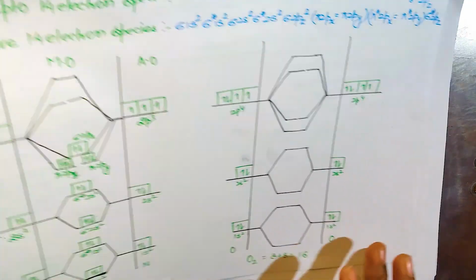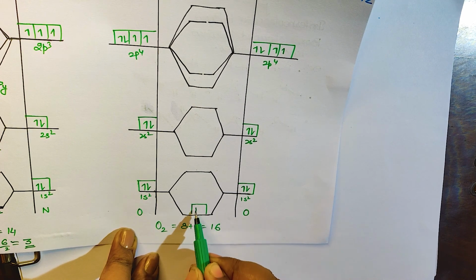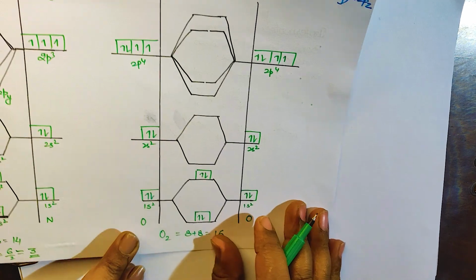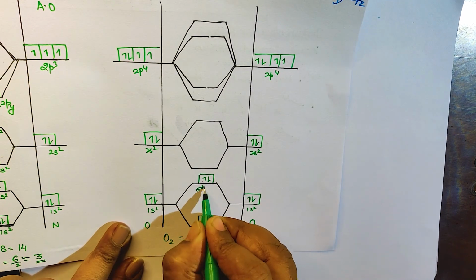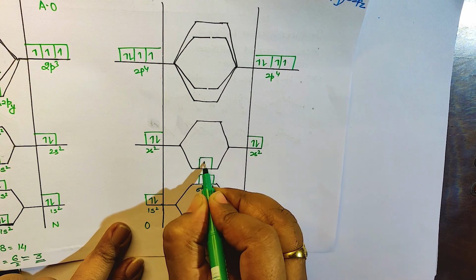Now fill the electrons quickly. 2 electrons will be filled in sigma 1s2. Done. Sigma star also, 2 electrons will be filled. Done. This is sigma star 1s2, sigma 1s2. Then sigma 2s2 will also be filled.